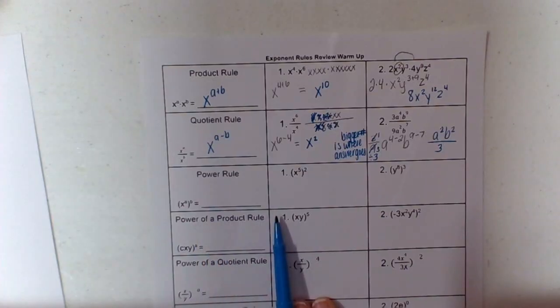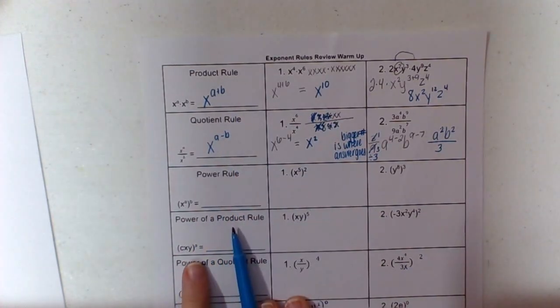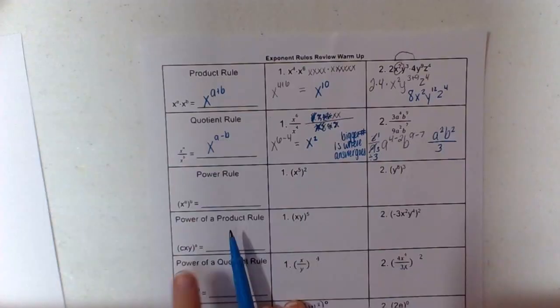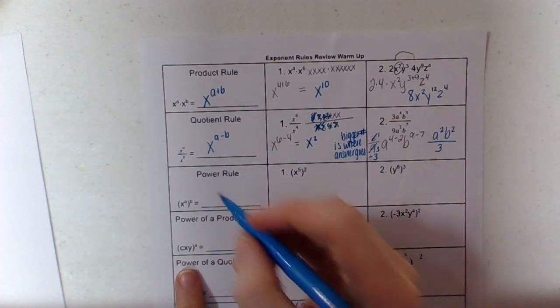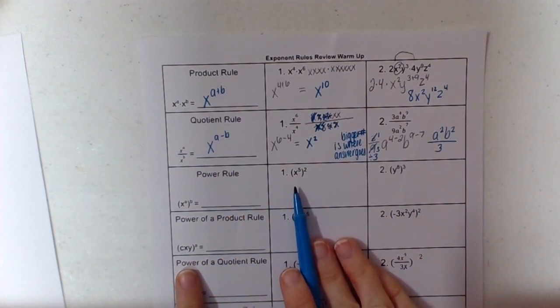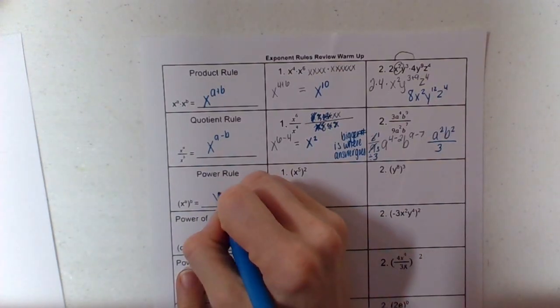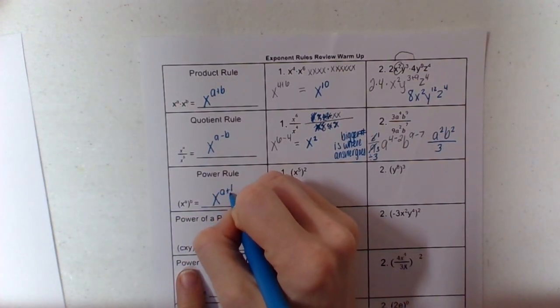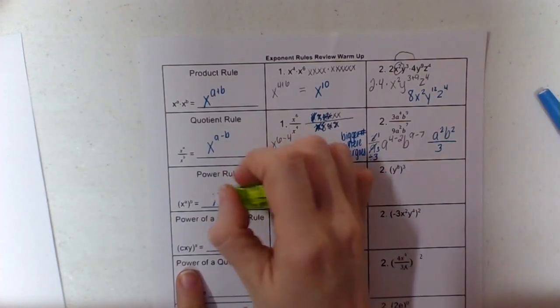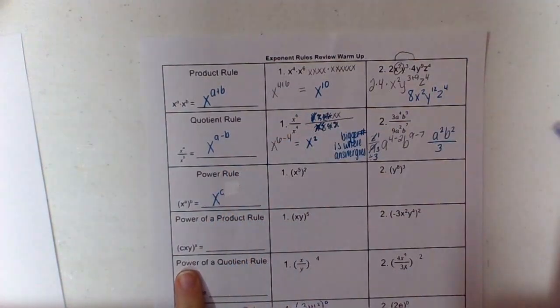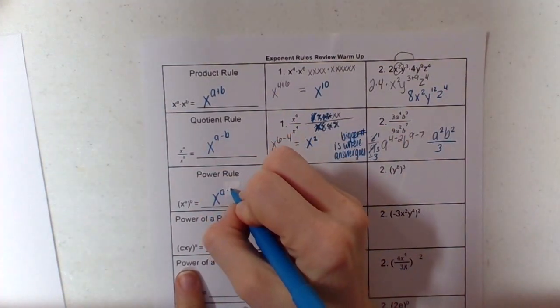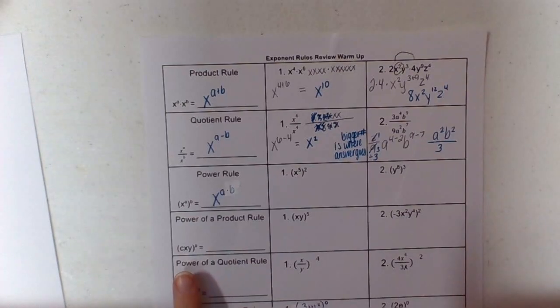Next up, we got power rule. This one here, it's gonna seem like it's similar to product rule. This is where you're gonna get confused. But with the power rule, we are going to have just one base and 2 different exponents. We are going to add, or sorry, not add, we are going to multiply the exponents.